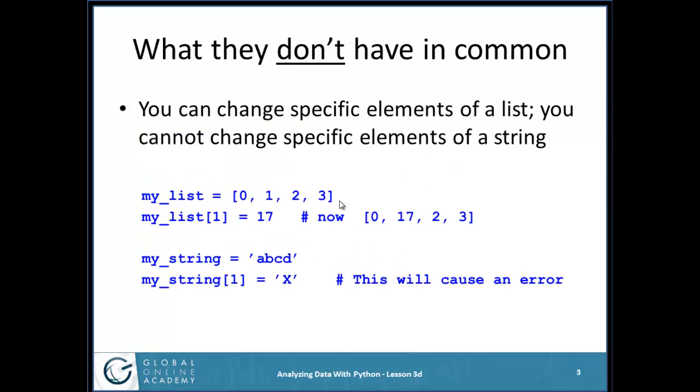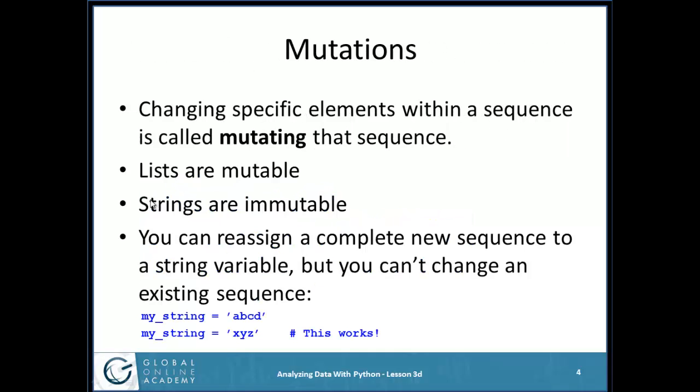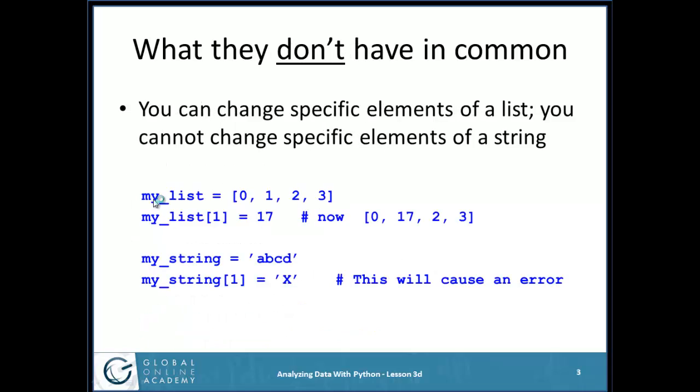What they don't have in common: you can change specific elements of a list, but you can't change specific elements of a string. You can replace an entire string, but you can't change just the second character or only positions 5 through 8. So here's some examples of things that you can do with a list but not a string. Let's say we had a variable called mylist that had values 0, 1, 2, and 3. So it's a 4-element collection.